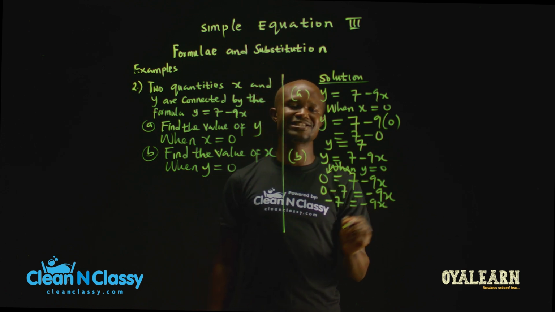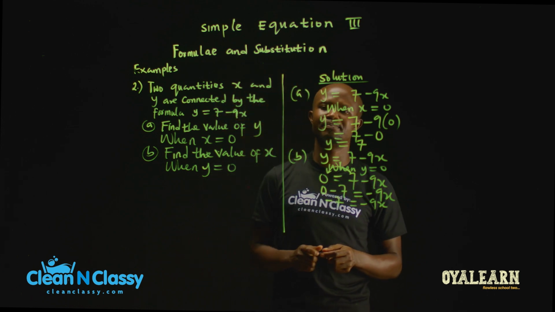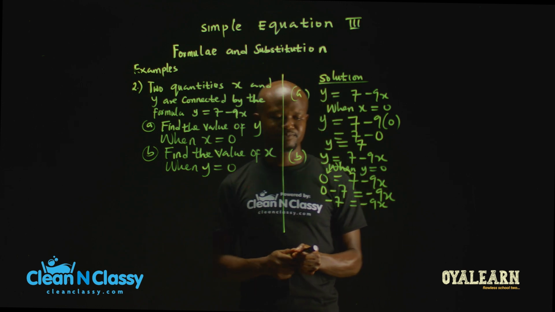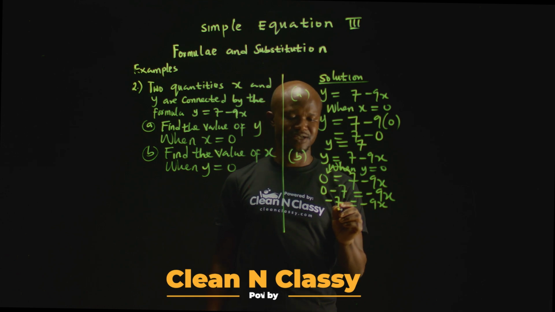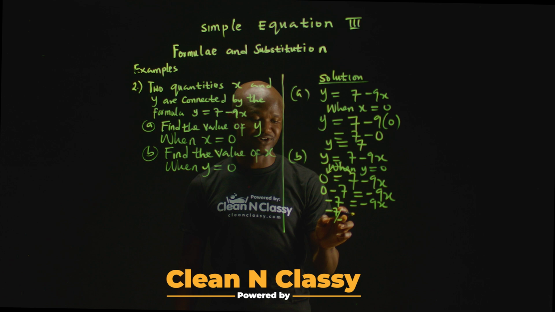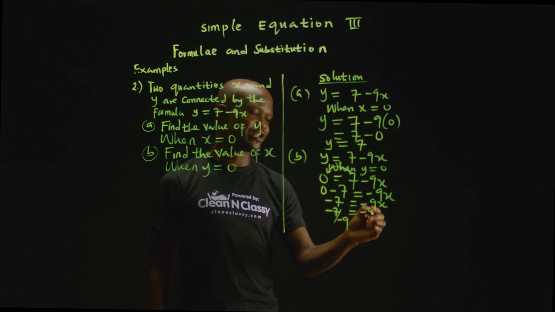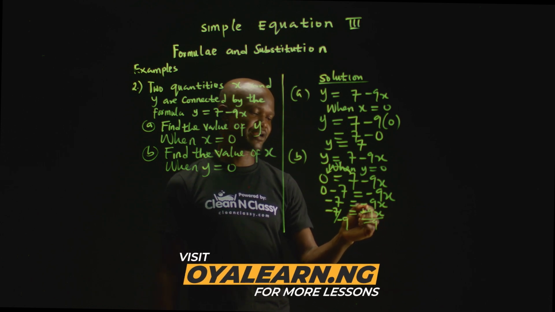So what is the next thing to do? The next thing to do is to divide both sides by minus 9, because minus 9 is the coefficient of x, and we are looking for x. So minus 7 divided by minus 9 equals minus 9x divided by minus 9. Minus 9 here 1, minus 9 here 1.